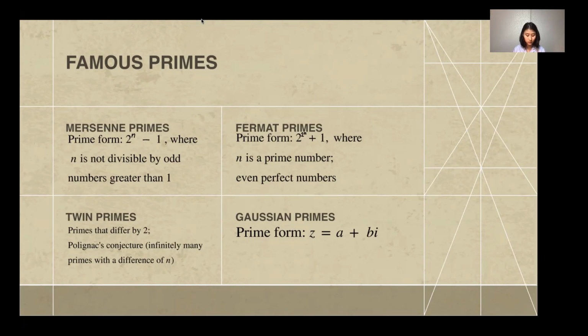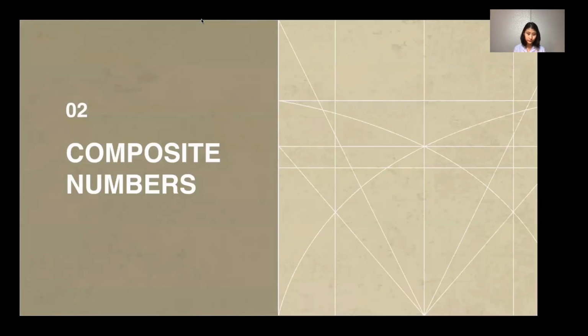We have twin primes, which are primes that differ by 2. Now this is from Polignac's conjecture, which means that there are infinitely many primes with a difference of n, and the twin primes would just mean that n is equal to 2. Then we have a Gaussian prime. It's in the prime form z equals a plus bi, which is derived from the traditional primes that we know, so it would look a little bit different.